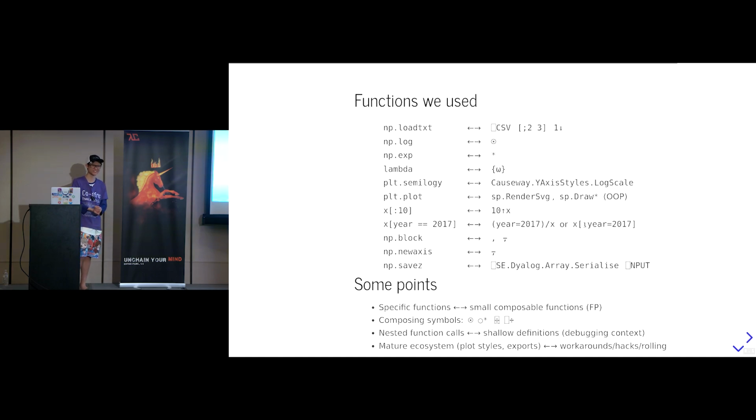Okay, so that's it for our little exercise. What functions have we used? We used load text, which translates into using the CSV function, indexing and dropping the first row. So we are composing functions here.